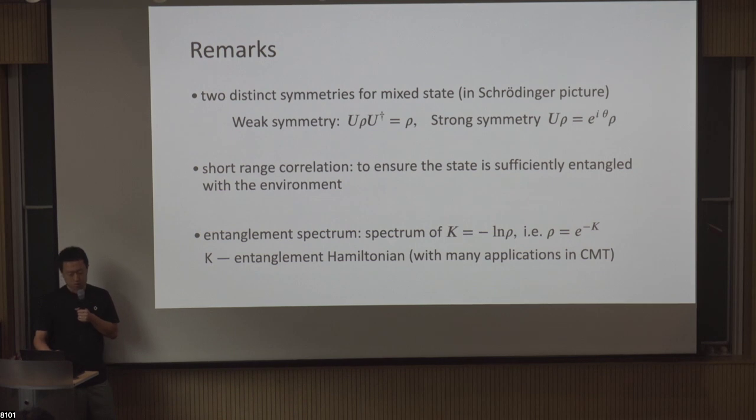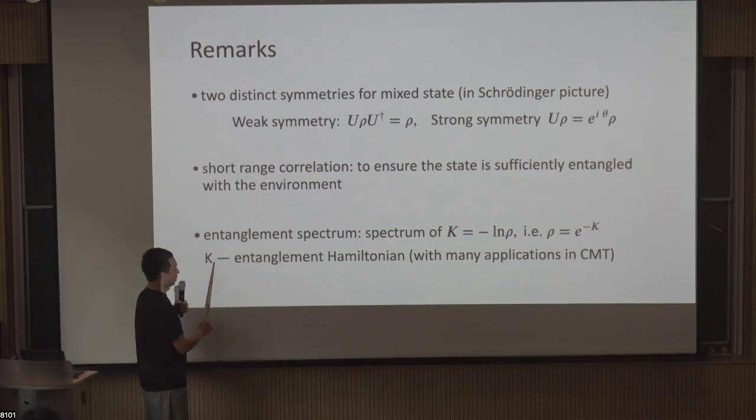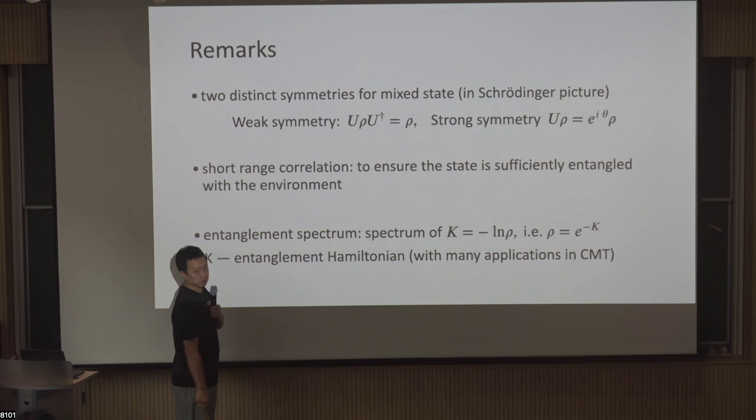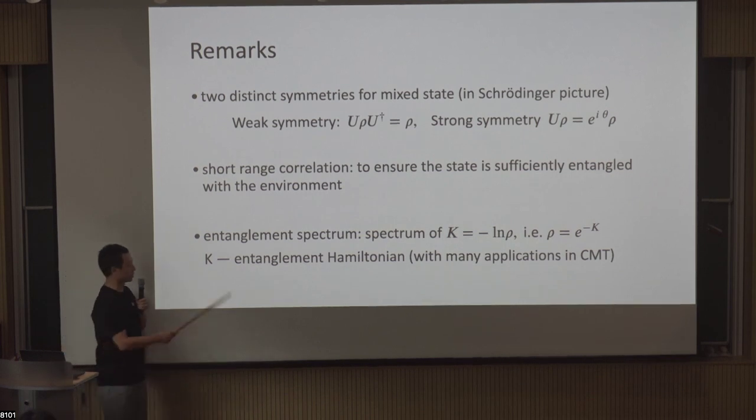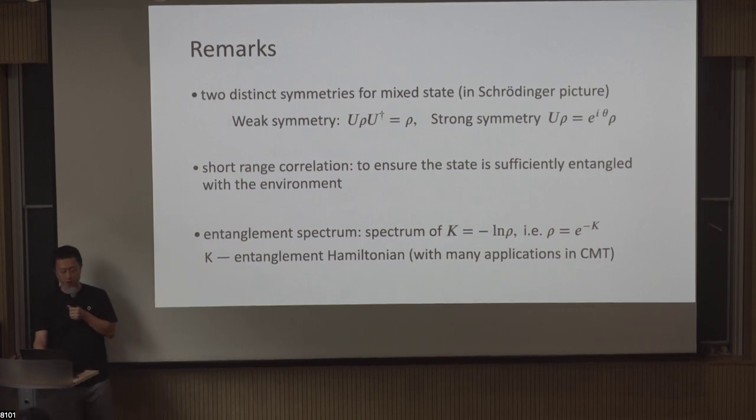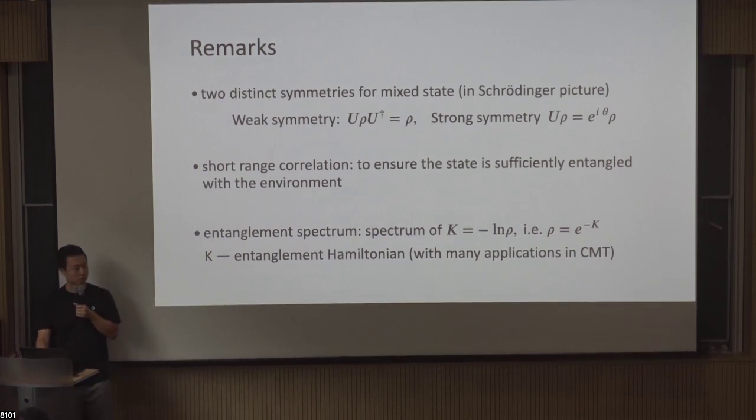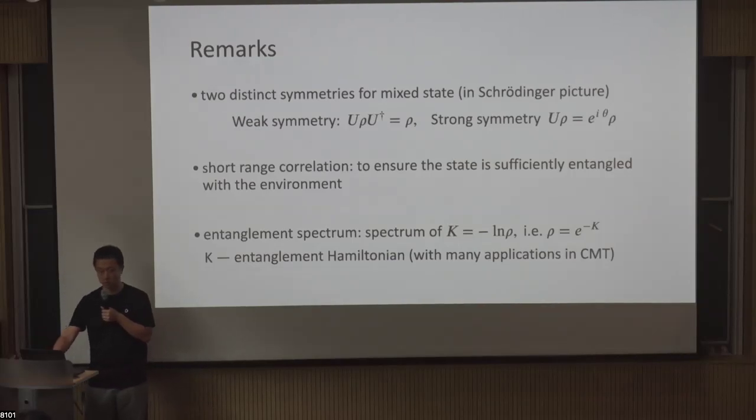The entanglement Hamiltonian, or the spectrum of it, has many applications in condensed matter. For instance, the Li-Haldane work, and also Kim and collaborators have a paper about how you use the entanglement Hamiltonian to retrieve the chiral central charge from a single wave function. So it has interesting applications in condensed matter.